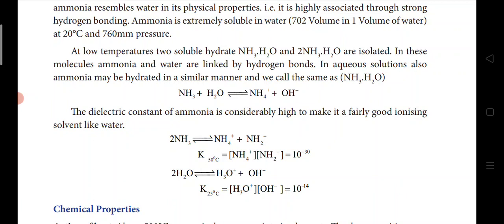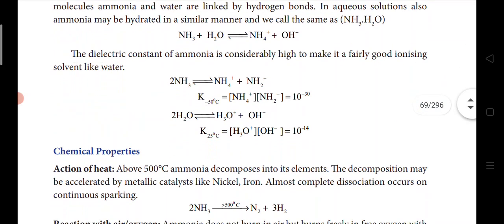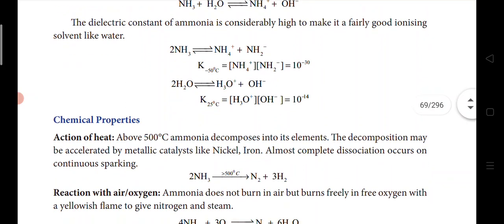In aqueous solution also, ammonia may be hydrated in a similar manner, and we call it ammonium hydrate. And the dielectric constant, that is how much electricity it can store, of ammonia is considerably high to make a fairly good ionizing solvent like water. So it is ionizing into ammonium and NH2, and water also ionizes to hydronium ion and hydroxide ion. The ionic product is 10 power minus 30 for ammonia, whereas for water it is 10 power minus 14.